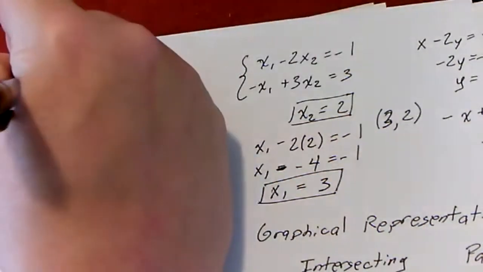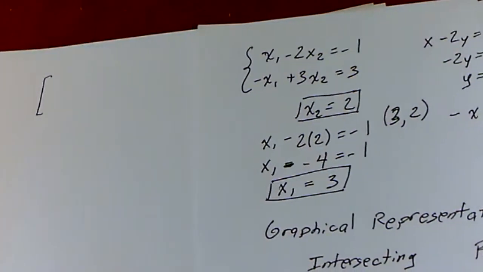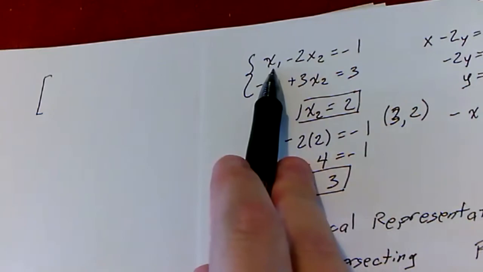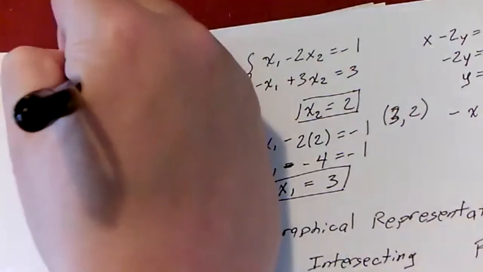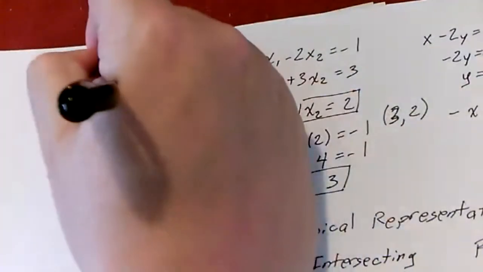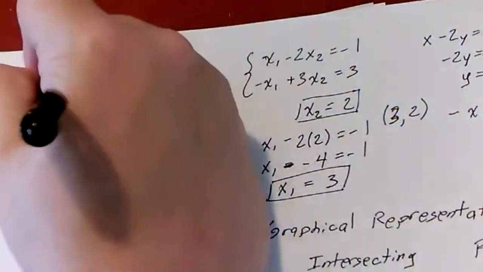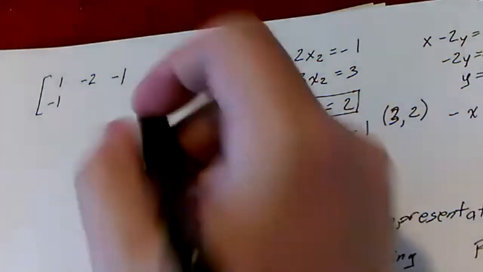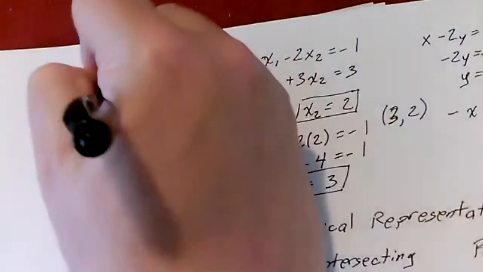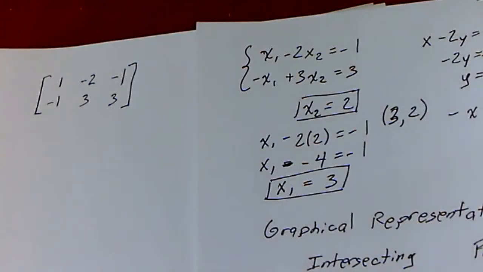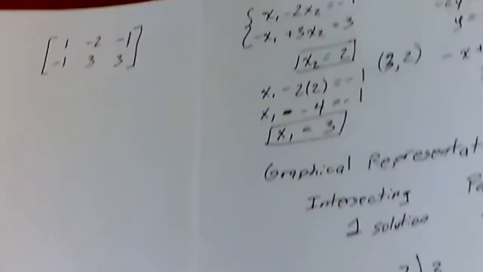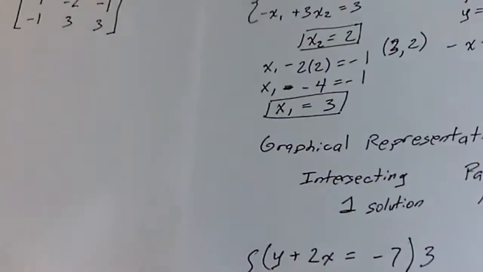As we look here, I have one copy of x1, so I'm going to note that 1. I have negative 2 copies of x2 in that equation, and then I have negative 1 for the constant term. And my next one, I've got negative 1 x1, 3 copies of x2, and 3 then for my constant term. So there is my matrix, okay? And notice we form those with brackets.